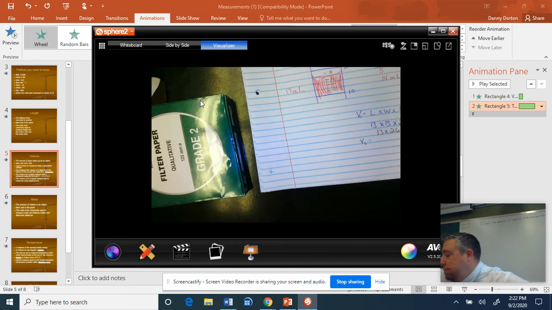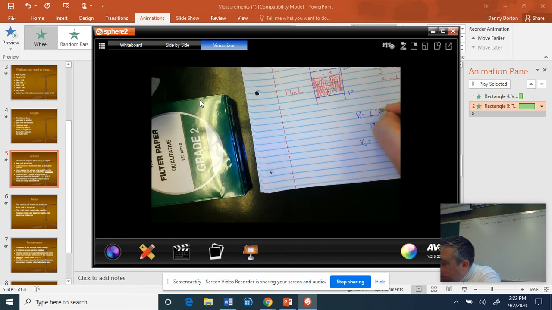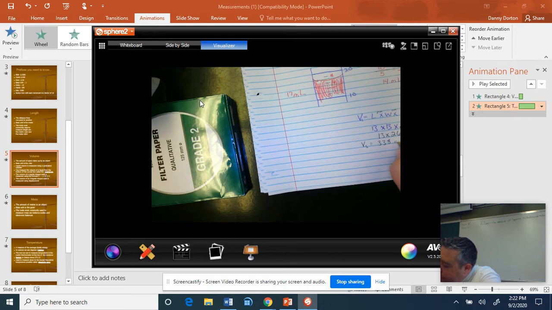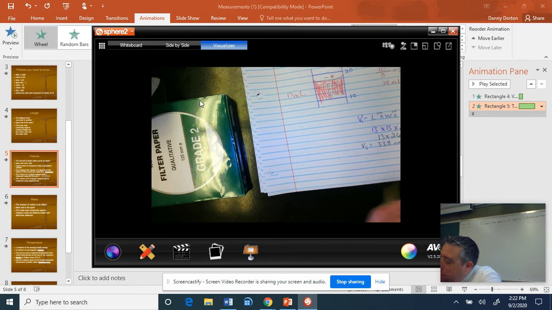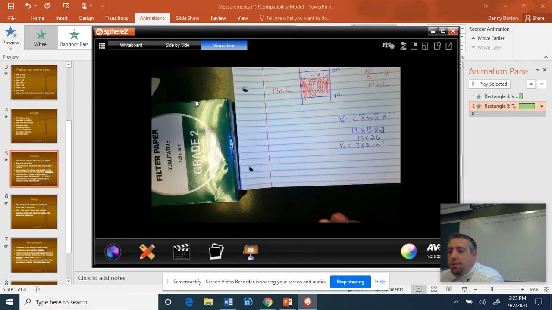let me get my phone. 338 cubic centimeters. Why is it cubic? Because all of these were in centimeters. Okay. So that's right there how you take that.